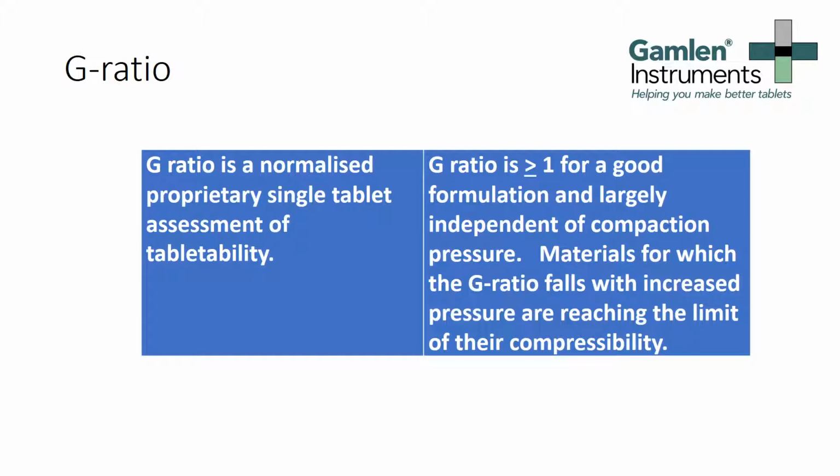G ratio is a normalized proprietary single tablet assessment of tabletability derived from the tabletability profile. G ratio is greater than 1 for a good formulation and largely independent of compaction pressure. Materials for which G ratio falls with increasing pressure are reaching the limits of their compressibility.